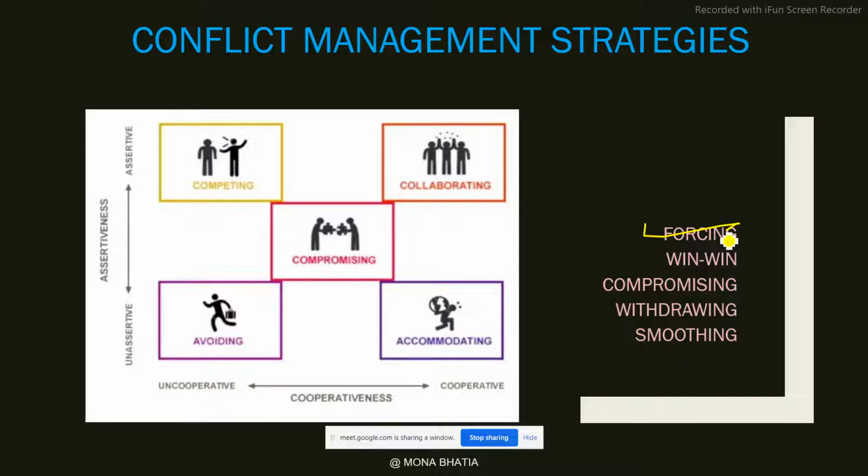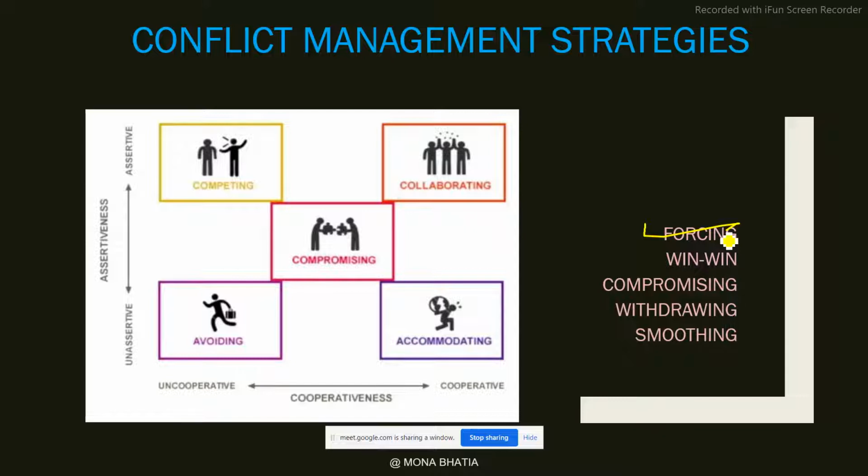It's actually a quick resolution. For example, in a life-threatening situation, what will you do? You will definitely force, no? This happens only when there are no other alternatives left. Or you can say when there is a Hobson's choice. Hobson's choice means when there is no other alternative left. Okay? Now, win-win situation.